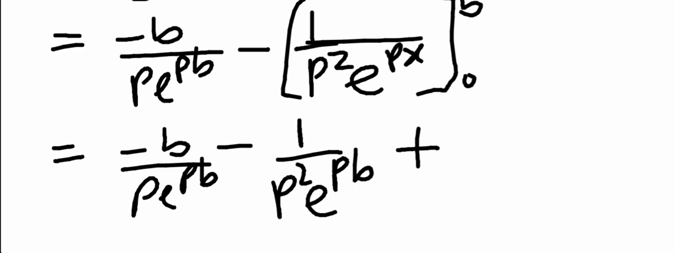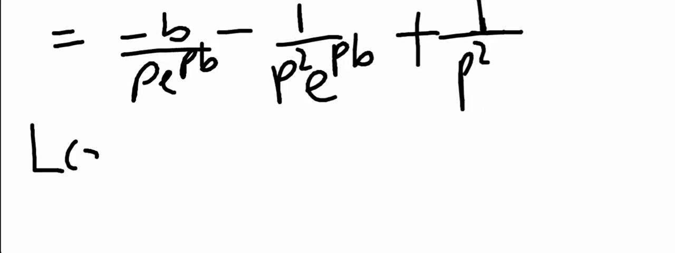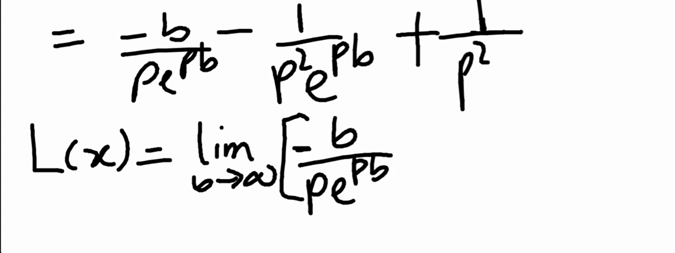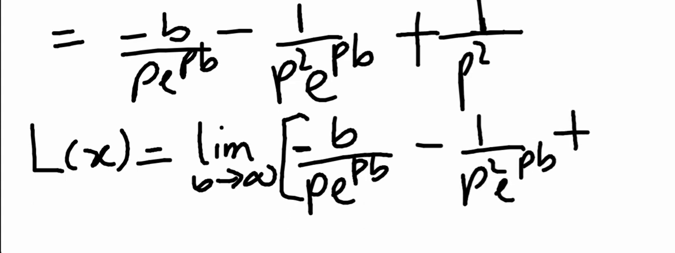look at this minus outside, so this becomes plus 1 over p squared exponential 0, which will give me 1, right? So I don't need to do anything there. Now I have my answer for my integral from 0 to b. All I need to do now is get the limit as b tends to infinity, so I can get the Laplace of x. Laplace of x is equal to the limit as b goes to infinity of minus b over p exponential pb minus 1 over p squared exponential pb plus 1 over p squared.